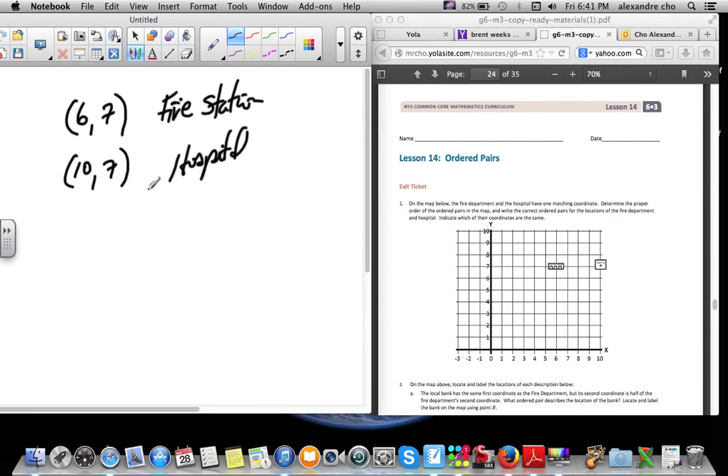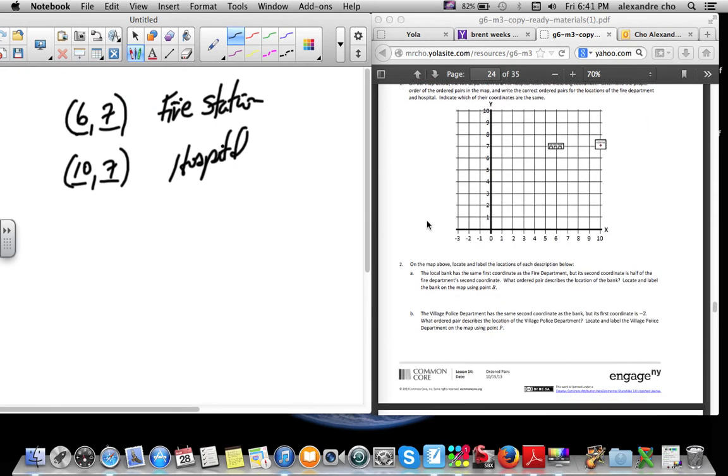And they're asking you what coordinates that they share. Well, they don't share the first one, the x-coordinate. They're different. One's 6 over, the other's 10 over. But they both share 7, the y-coordinate. They're both 7 units up. Okay? So they both share the y-coordinate.